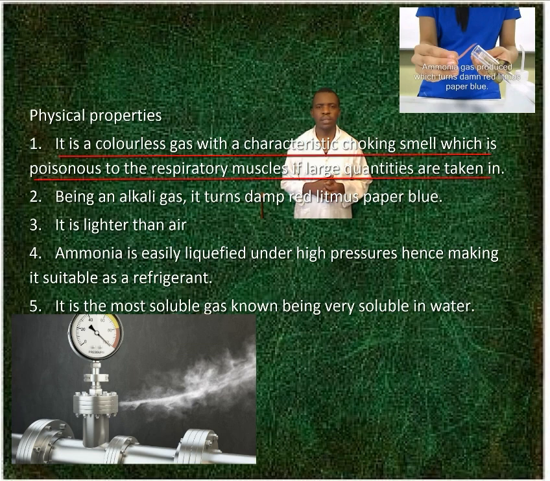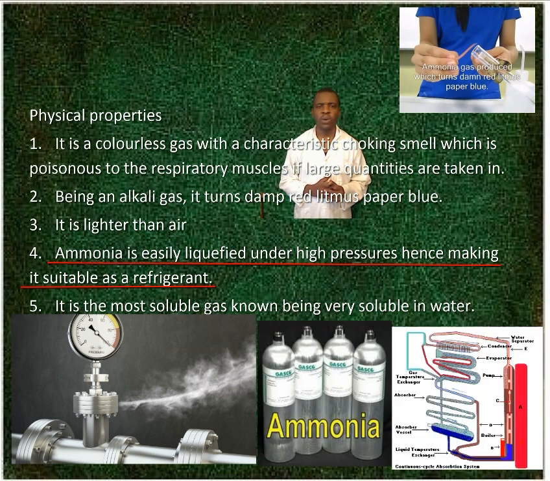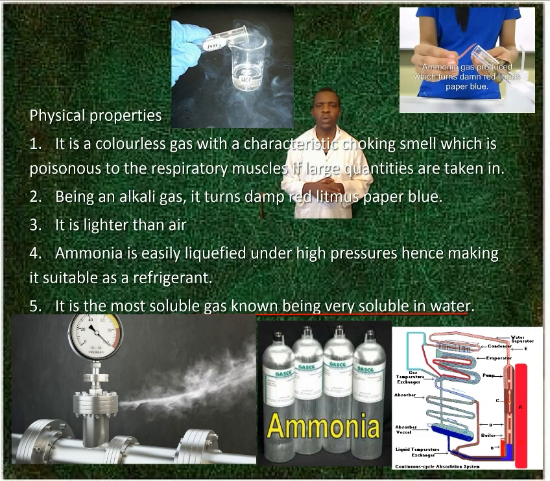Physical properties. It is a colorless gas with a characteristic choking smell, which is poisonous to the respiratory muscles if large quantities are taken in. Being an alkaline gas, it turns damp red litmus paper blue. It is lighter than air. Ammonia is easily liquefied under high pressure, hence making it suitable as a refrigerant. It is the most soluble gas known, being very soluble in water.